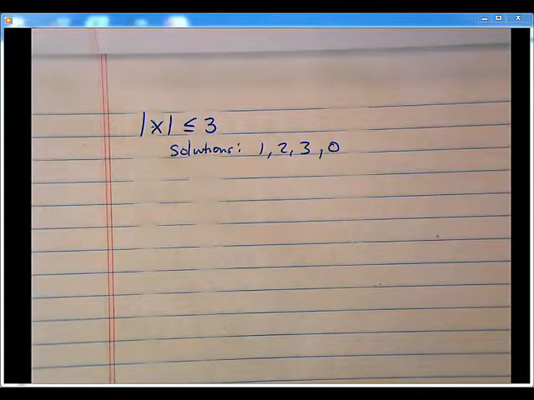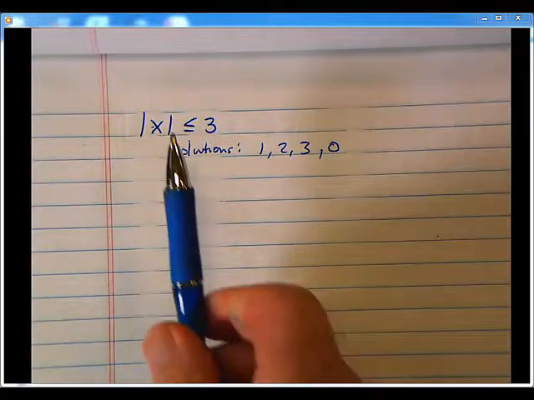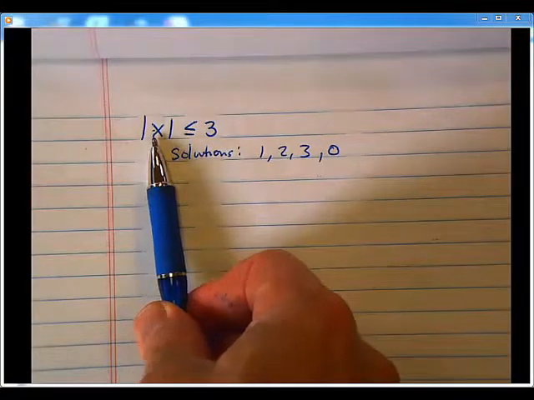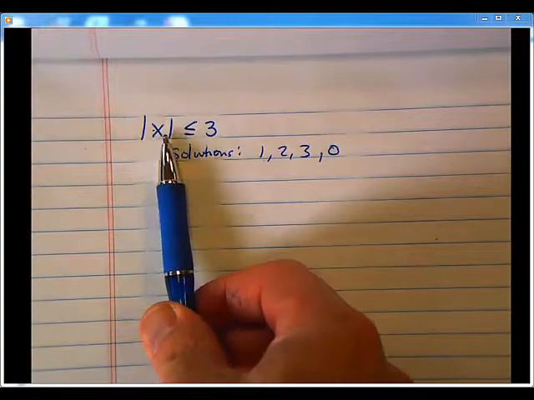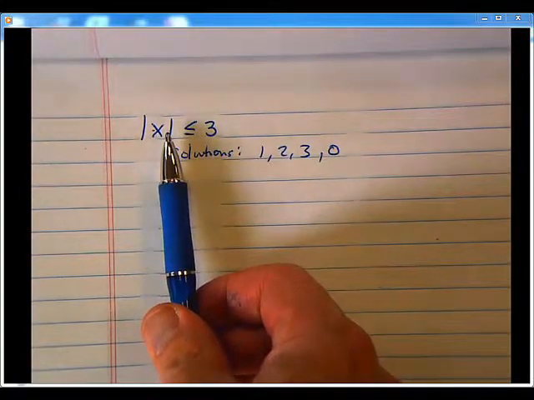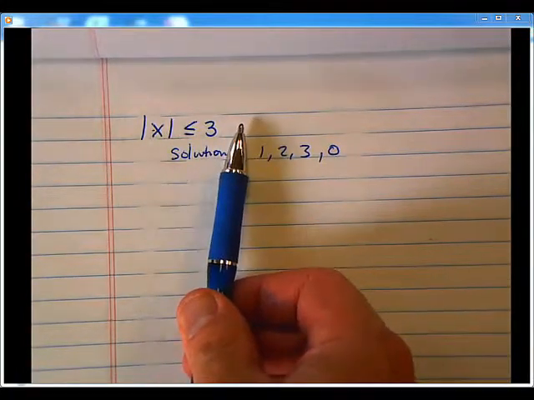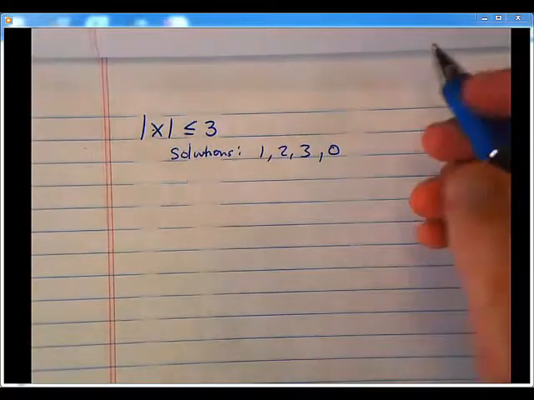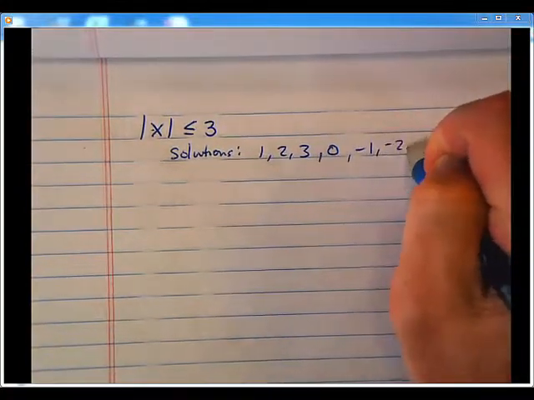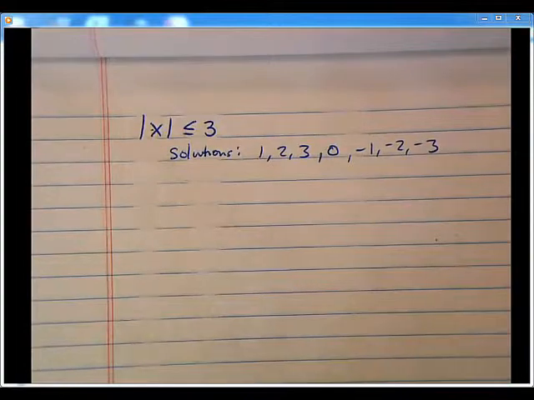And then let's talk about negative numbers that might work. What kind of negative numbers could you plug in? We decided we could plug in numbers like negative 1, negative 2, negative 3. Because again, the absolute value of negative 2, for example, would give me 2, and 2 is less than or equal to 3.